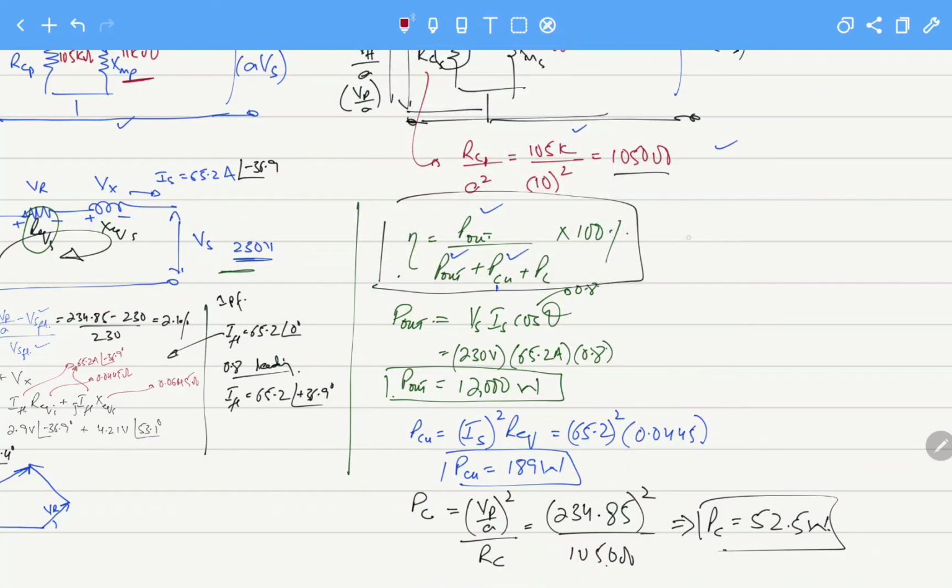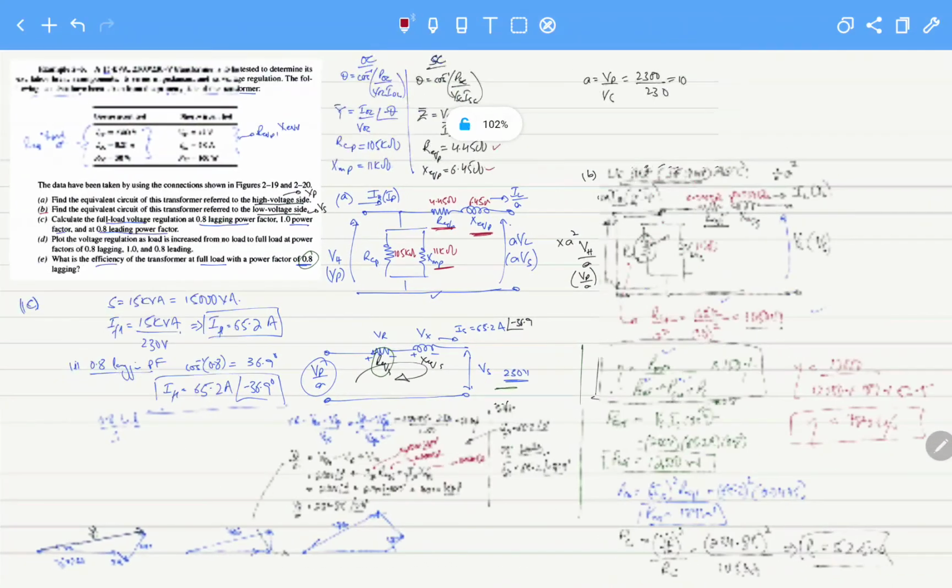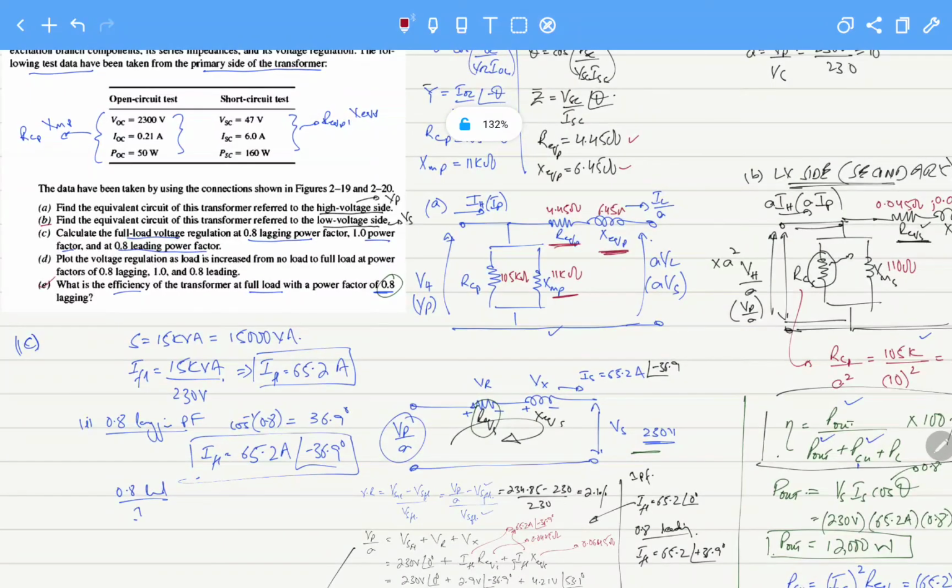So now can we find the efficiency? Yes, we can find the efficiency. This will be 12,000 divided by 12,000 plus 189 plus 52.5. So the efficiency of the transformer will become, if you calculate this, 98.03%. So that's how it is done.